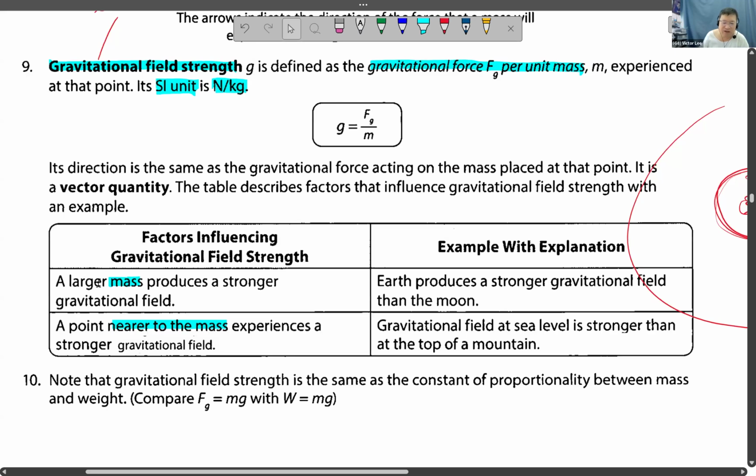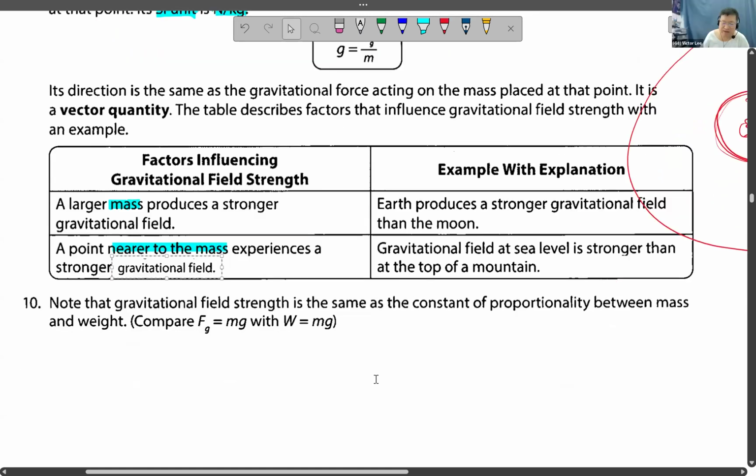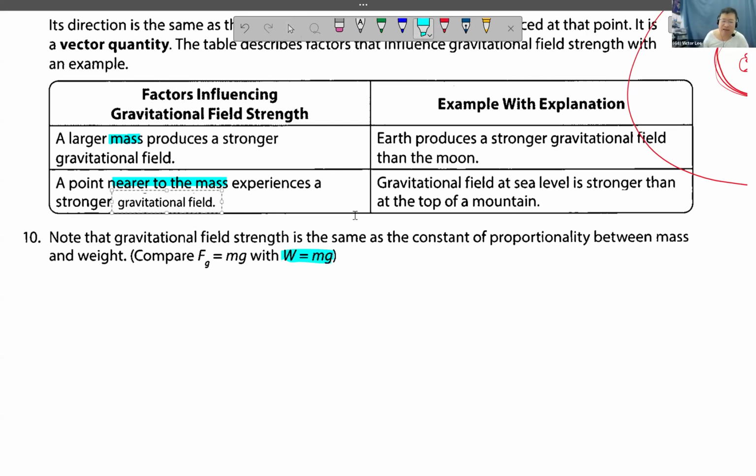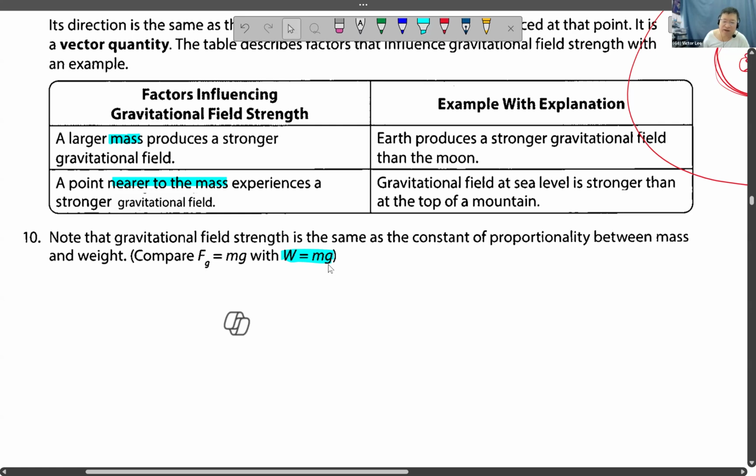The larger the mass, the greater the gravitational field strength. In short, we say greater gravity. Gravitational field strength is like gravity. And then, of course, the point nearer to the mass experiences a stronger gravitational field. For example, nearer the sun, you experience a greater gravitational field. Any question? No. So all these are a bit abstract. Just try to understand them. The only thing you need to remember is how to use this one: weight equals mass times the gravitational field strength.